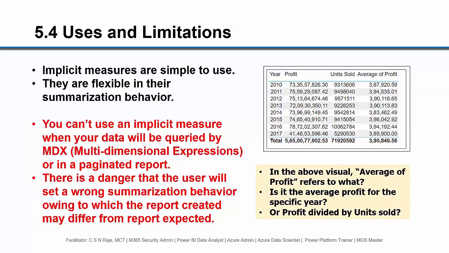Am I trying to show the average of profit in terms of the units sold or in terms of the number of transactions per year? So these are the places where it is always a good idea to create an explicit measure, then make use of that so that the user will get the correct view of the report.